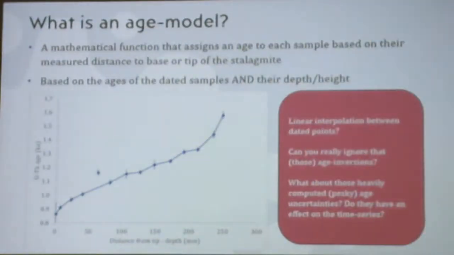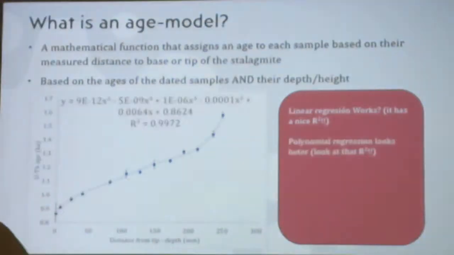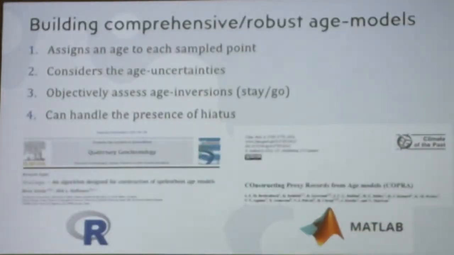We spend a lot of time working with the uncertainties and minimizing the uncertainty of the contribution of the detrital material. And then suddenly, are we going to ignore that? We cannot ignore it. We have to take it into consideration. A linear regression looks nice, a polynomial equation looks nicer, but still it's not fitting perfectly. So there are two options to work with. One works with R, which is StalAge, and the other works with MATLAB, which is COPRA.